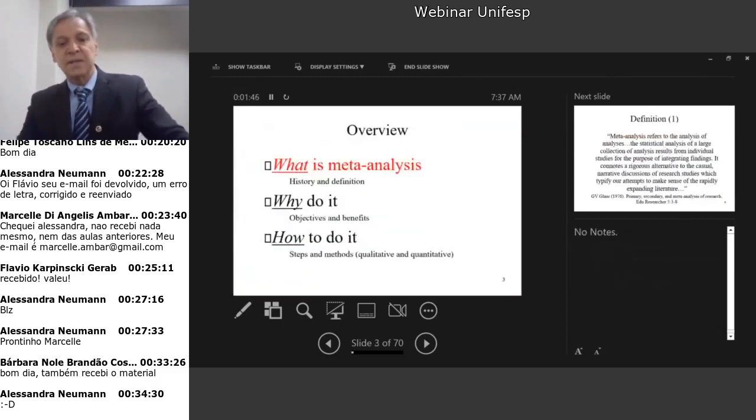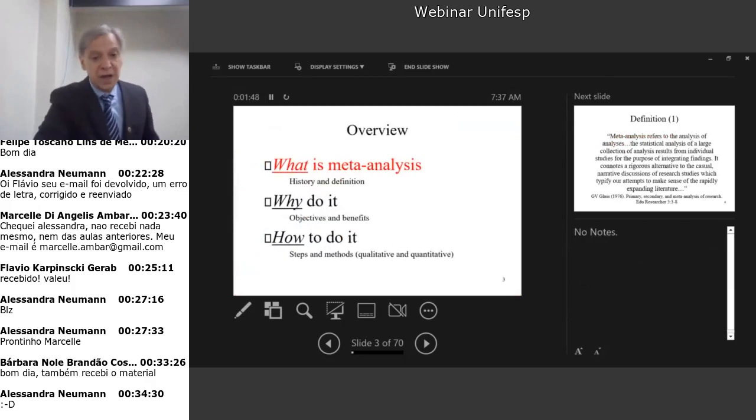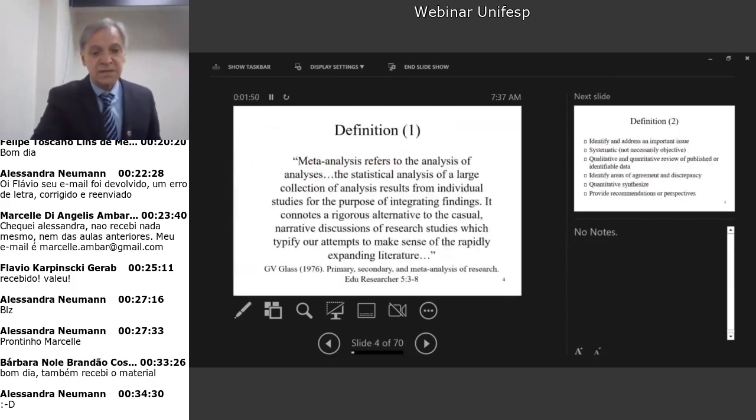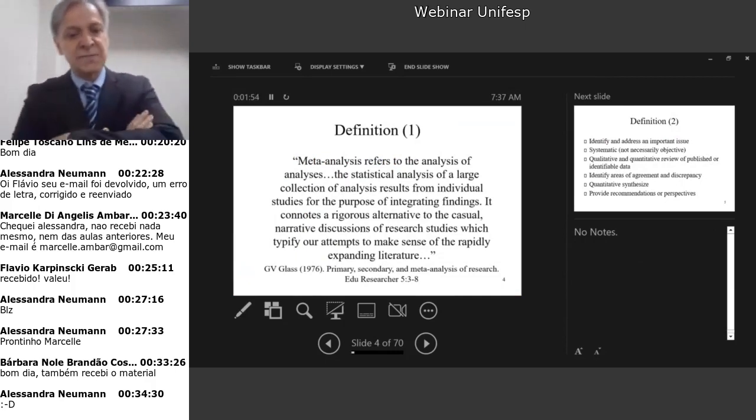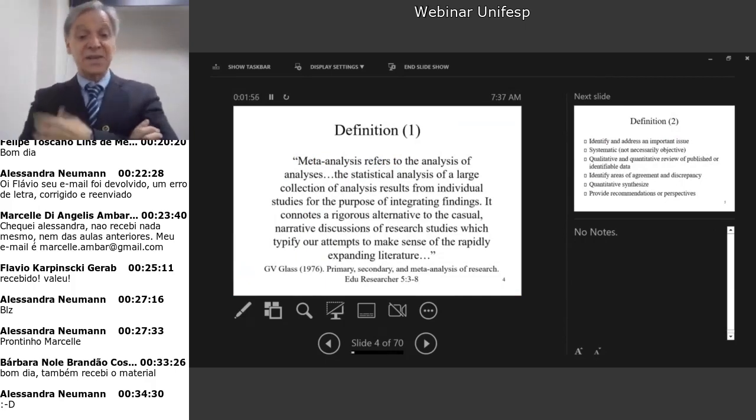So what is meta-analysis, why we do it, how we do it? Let's read this definition here. Feel free to understand the whole concept. Meta-analysis refers to the analysis of analysis, the statistical analysis of a large collection of analysis results from individual studies for the purpose of integrating the findings.